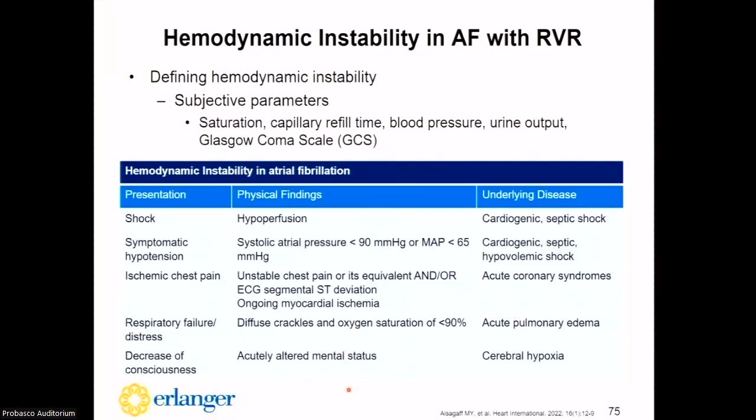In general, if we can use pharmacological therapy, we try to take that approach. However, some of these patients that present in these more unstable positions may warrant direct cardioversion, such as presentations with shock or profound hypotension. If they have acute coronary syndrome, you may be more likely to lean towards direct cardioversion. Patients with acute respiratory failure and distress, attributed mainly to pulmonary edema, or patients that have acute altered mental status.